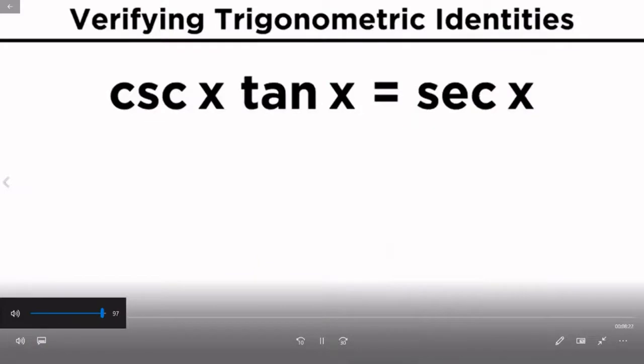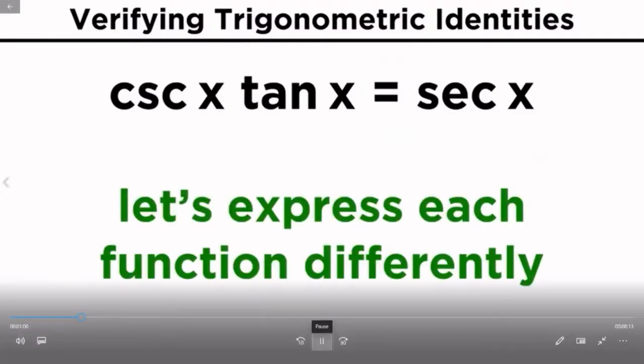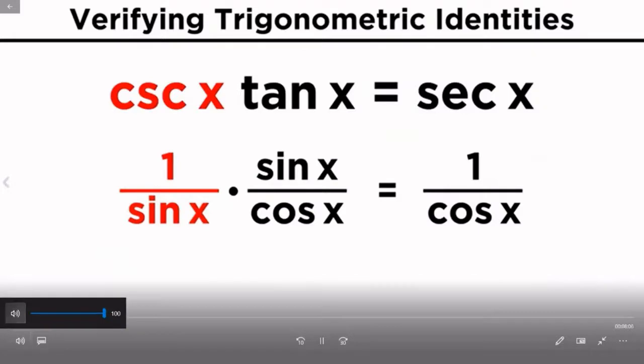Let's start with a simple one, and you'll see what I mean. What if we have cosecant x times tangent x equals secant x? What can we do to prove that this is true? All we have to do is start rewriting things in ways that we know are true. For example, cosecant x is 1 over sine x.